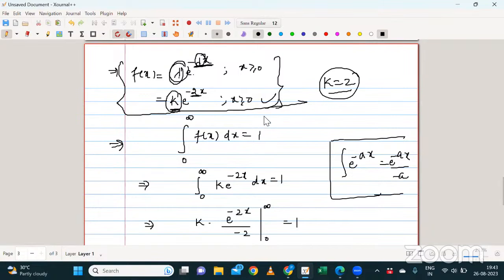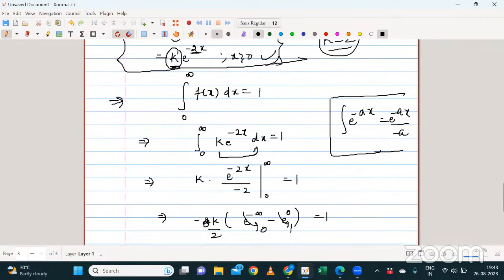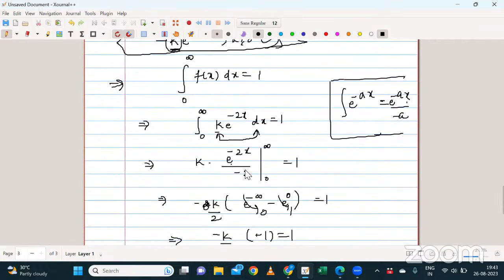Another approach is I can integrate. I know the area under the curve is equal to 1. If I integrate, I have to integrate the PDF. So it will be k times e raised to minus 2x dx. And we know the integration of e raised to minus ax is nothing but e raised to minus ax divided by minus a. So it will be e raised to minus 2x divided by minus 2.